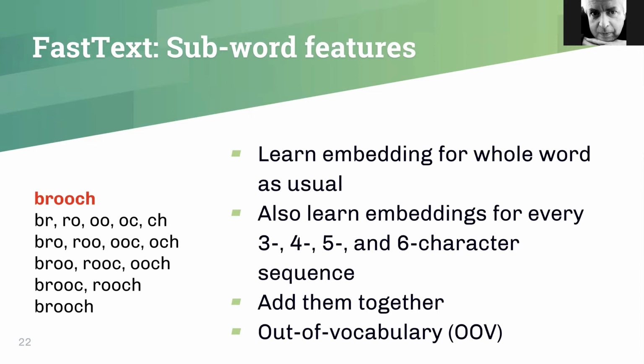Another interesting thing about fastText that comes as a consequence of subword features is that it can handle out-of-vocabulary words. If it has no whole word embedding for a word, then it can simply use the embeddings from the sequences of characters within the word. This is important because it means fastText can get away with a much smaller vocabulary and hence a smaller model size.